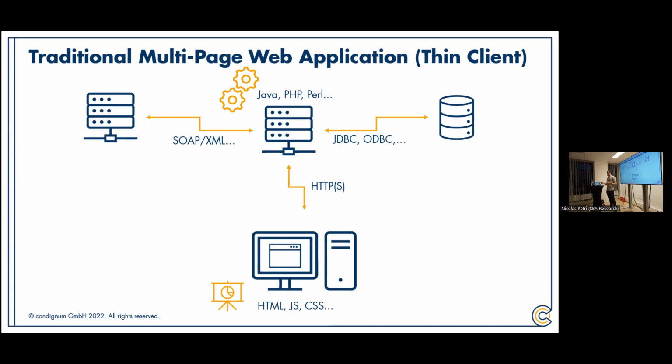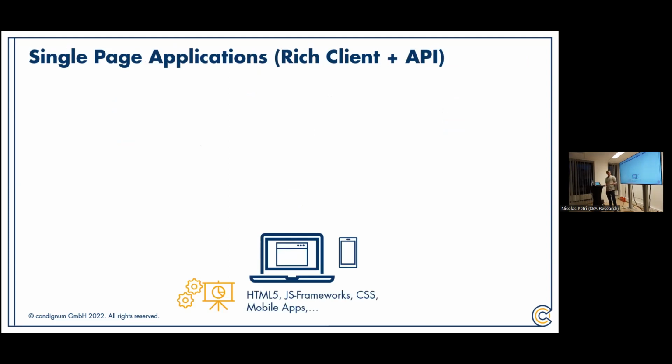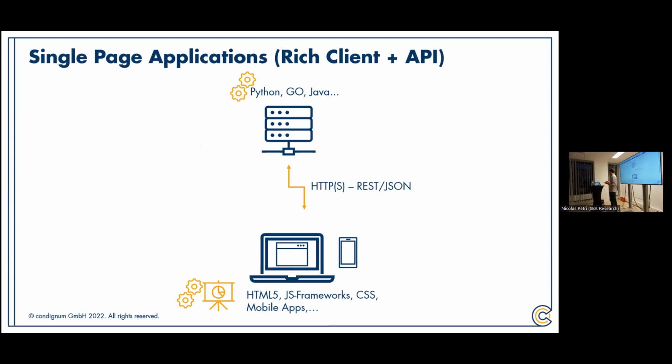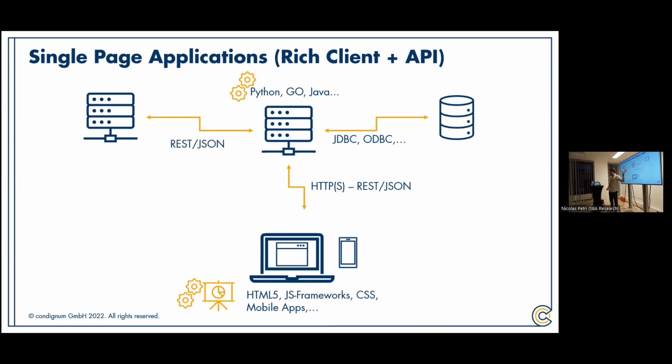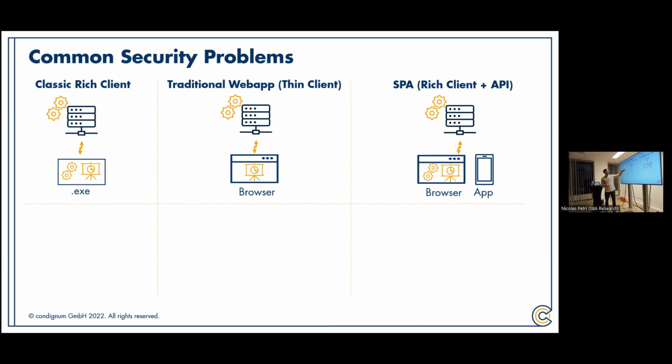And in the last few years, there was actually a shift to the so-called single page applications, which are, again, a rich client. So we have heavy HTML5 and JavaScript frameworks, which contain, again, a lot of business logic next to the presentation. And we also have mobile apps, which are very common at the moment. And those communicate with a backend via HTTP and now REST and JSON calls. So we have APIs in the backend. And those, of course, again, talk with some database and some other backend services via REST and JSON.